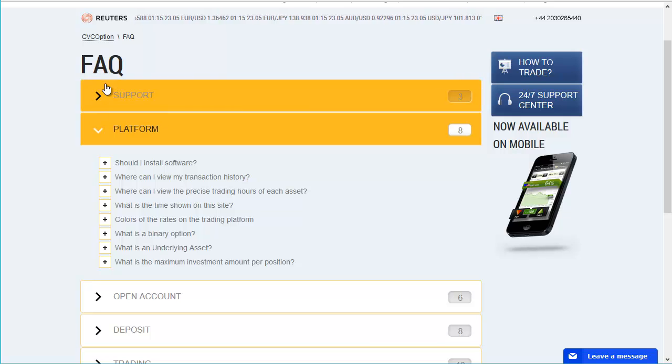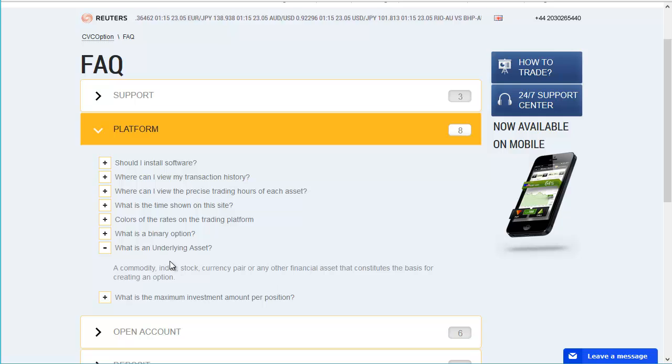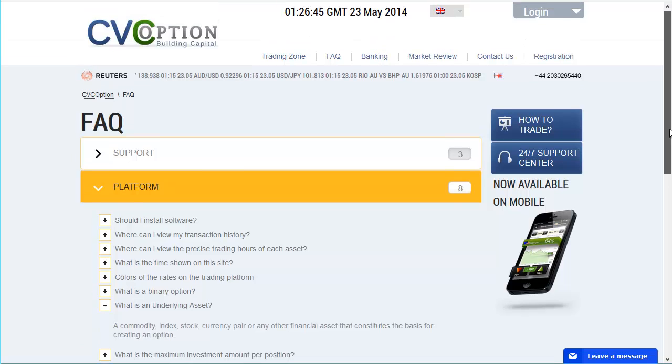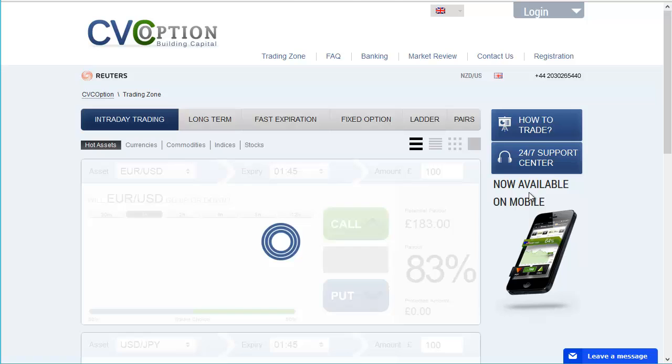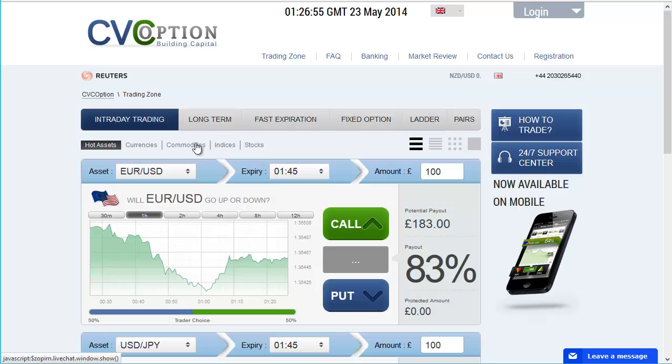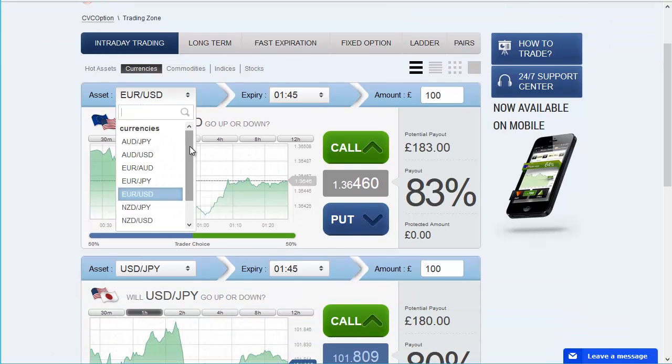The FAQs, frequently asked questions, have pretty much everything you need to know, even from a very basic standpoint. What is an underlying asset? Well, that's the commodity or whatever you're trading. So with that, you can go back to the trading zone, and then you can see exactly what's available. And in this case, there are currencies, and you can click currencies and it'll bring up some of them, but you can obviously get the drop down list and see all of the different pairs.